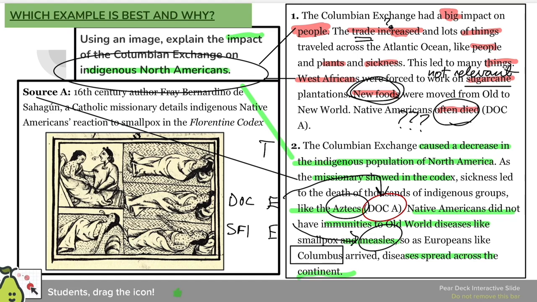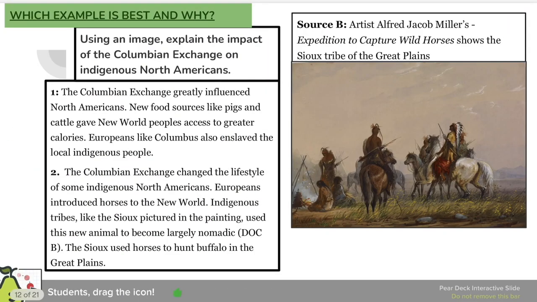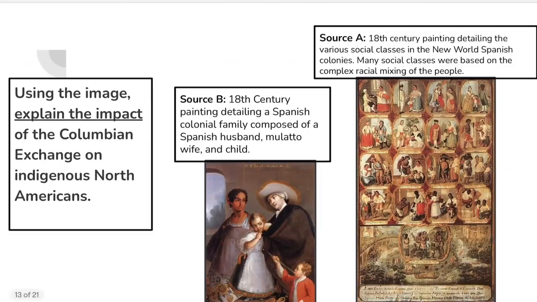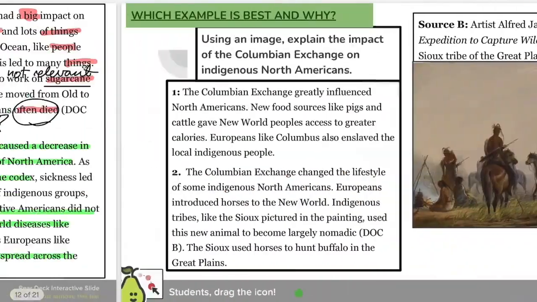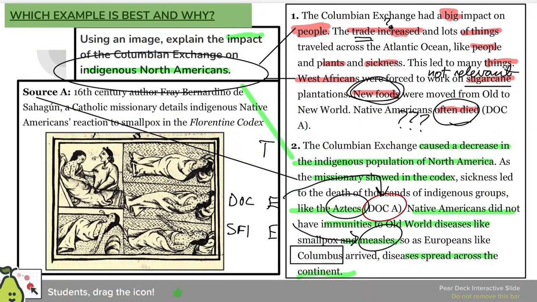It could be text. So for instance, here's a painting that we're going to use for source B. Here's two paintings. This is the social classes that I was telling you about earlier, Rick, where there's a bunch of different categories and we don't go into all of that. And then graphs that are used. So any of these images could be used or any text could be used. So it doesn't have to be an entire book.